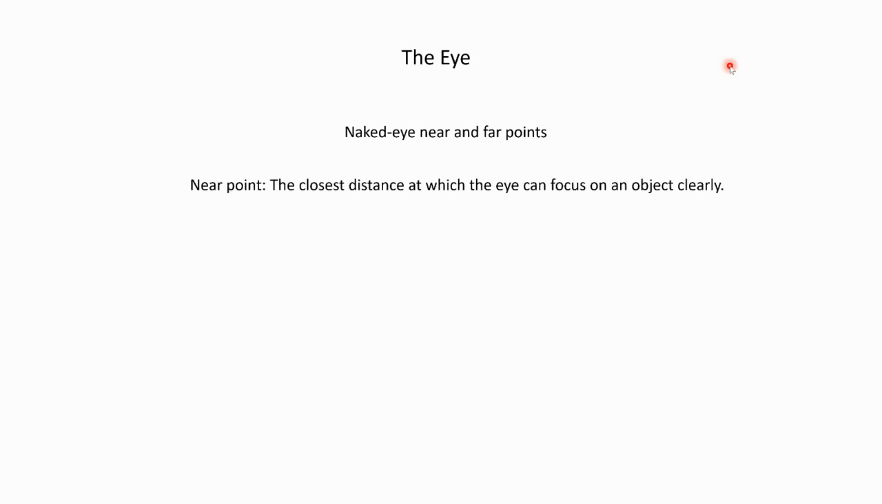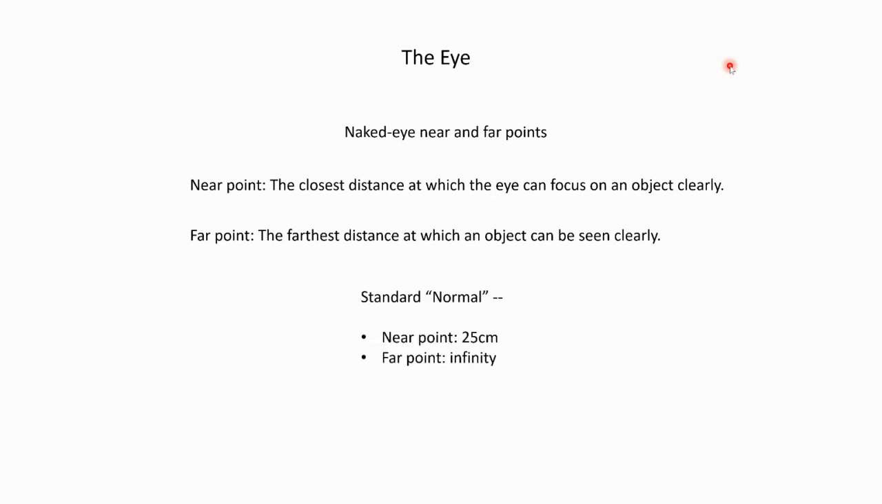The near point is the closest distance at which you can focus on an object clearly. And you can just do that yourself, figure out where you can do that. The far point is the farthest distance, the opposite, right? And there's general consensus of what normal is. So normal is that your near point is about 25 centimeters, something like this. Far point should be infinity.